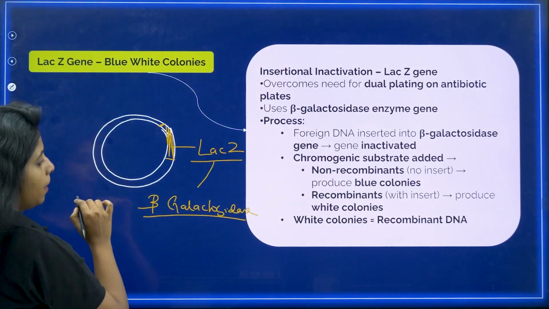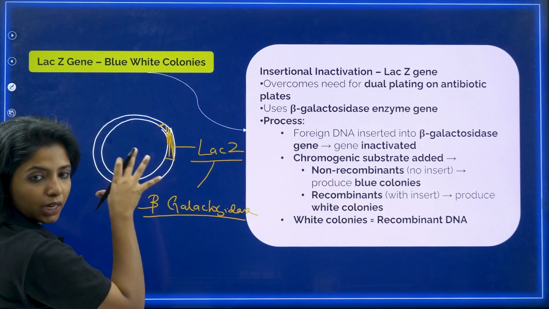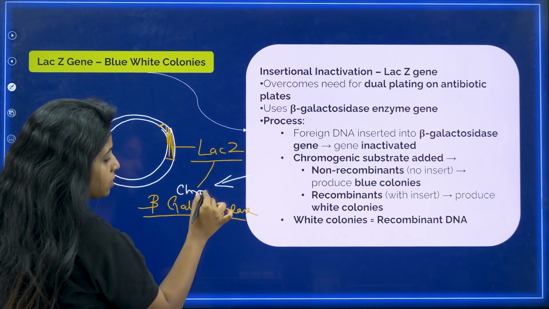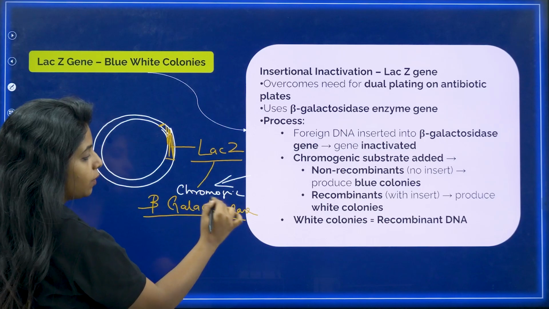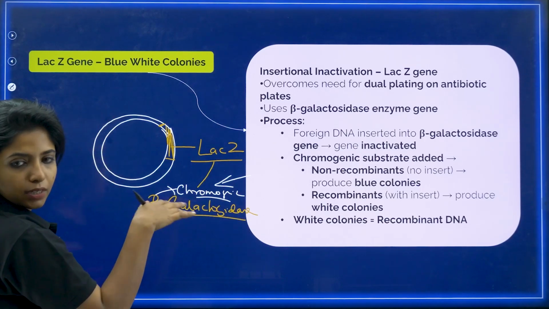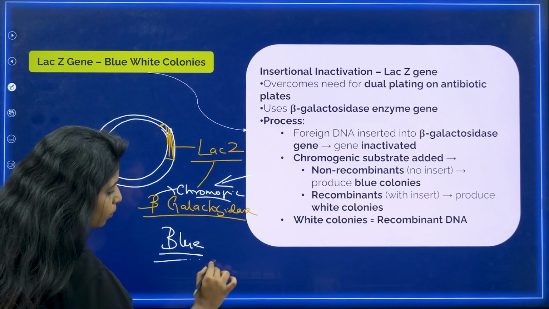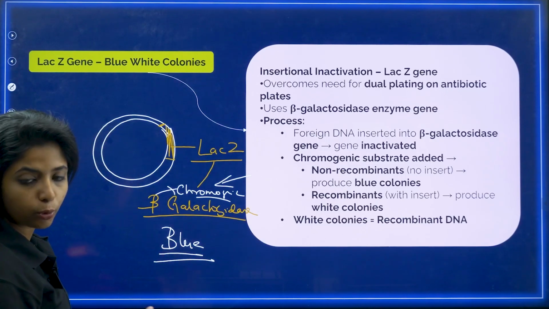Now beta-galactosidase, when this particular plasmid-containing organism is in a medium in which a chromogenic substance, that is a color-inducing substance, is added, what happens is that it goes and breaks it off and gives blue color. And gives blue color, my dear children. Usually this is what happens.